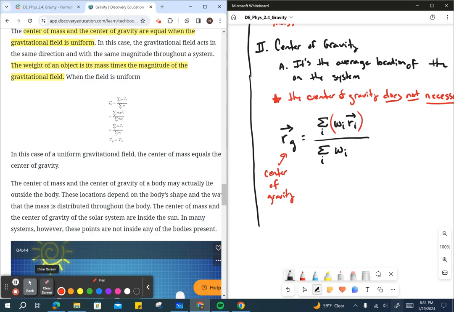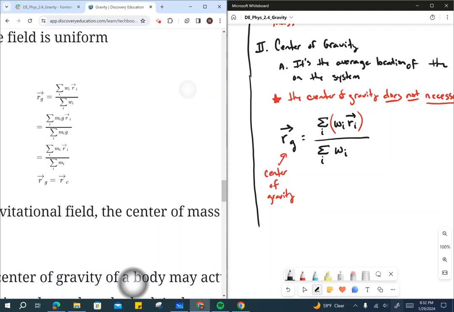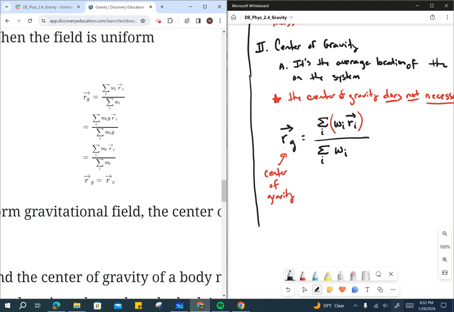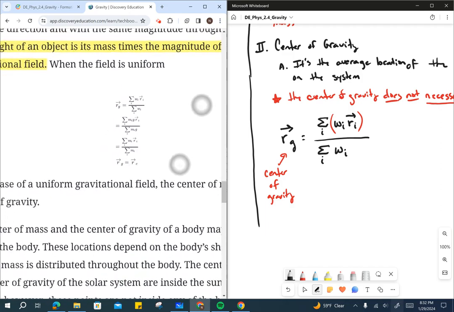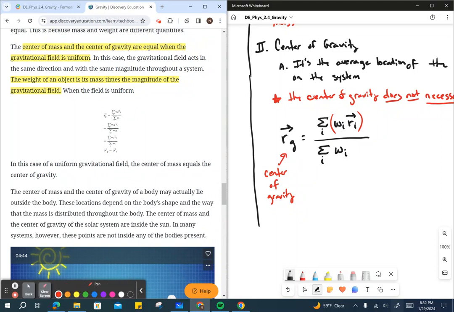Clear the screen. And what do we have here? We have the center of gravity is equal to, this might be useful here. Take a look at this equation. They're showing that the center of gravity is equal to the sum over i of the weight w_i times its location r_i. And then when you take a look at the second line, they actually break that down.